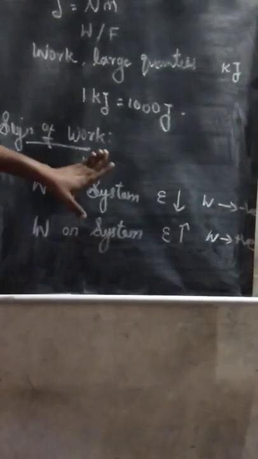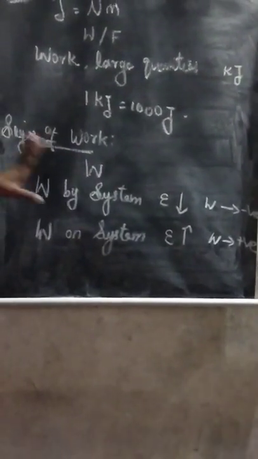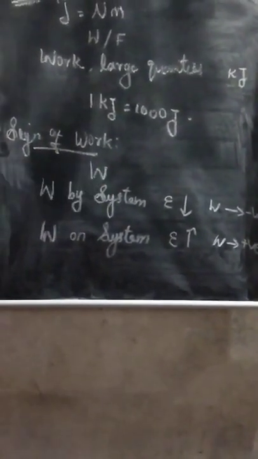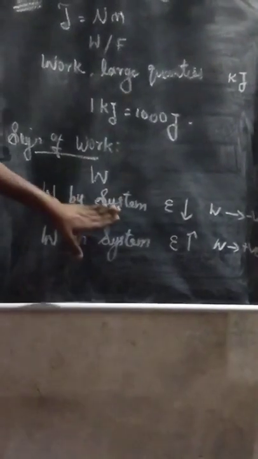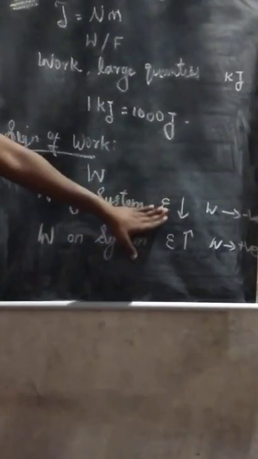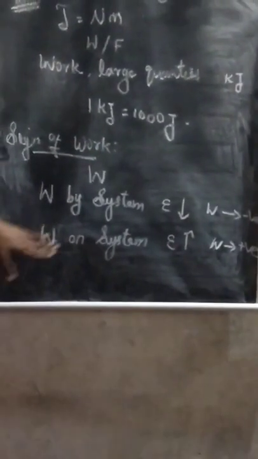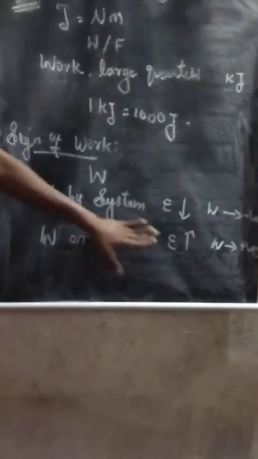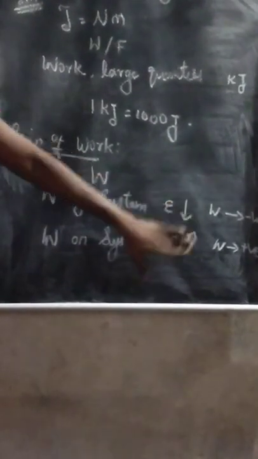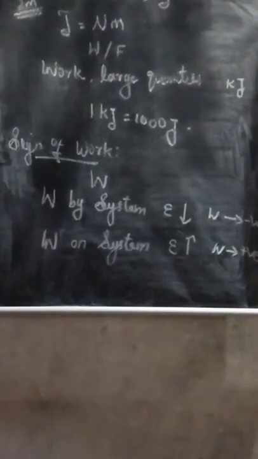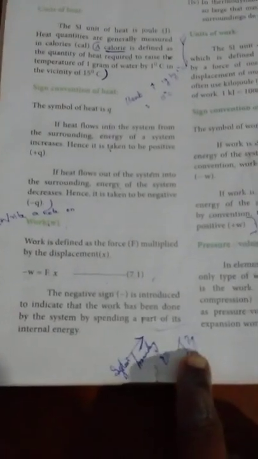So listen. The sign of work: W. If the work is done by the system, the energy of the system decreases, work will be negative. If the work is done on the system, the energy of the system increases, work will be positive. Understand this? See, now take page number 192.